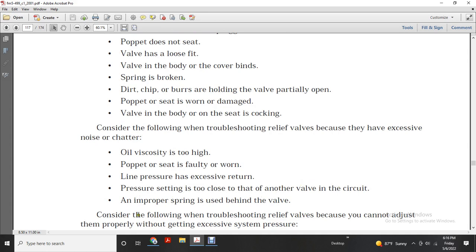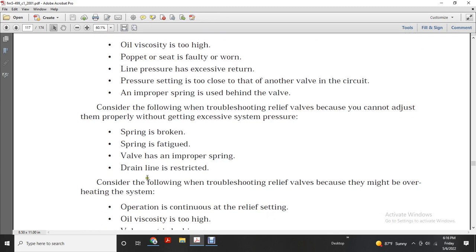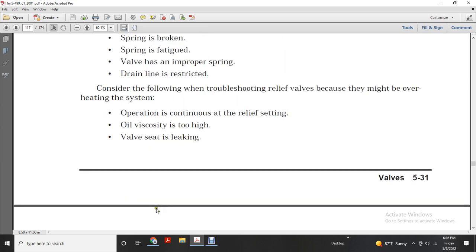Improper spring is used behind the valve. Consider the following when troubleshooting the relief valve that cannot be adjusted properly to reach the system pressure: the system spring is broken or fatigued, the valve has an improper setting, or the drain line is restricted. Consider the following when troubleshooting the relief valve because of overheating of the system: operation continues with the relief setting too high, and the valve seating is leaking.